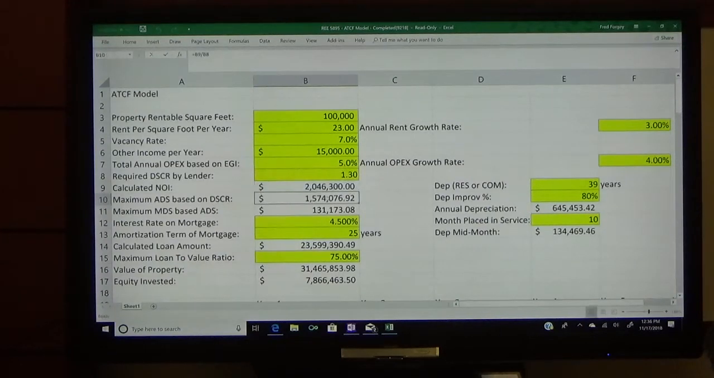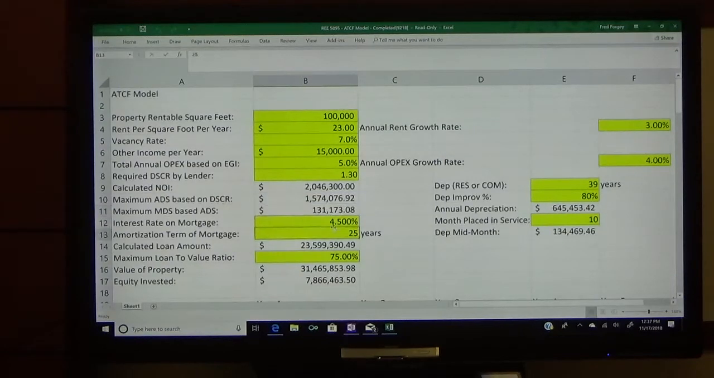Then the minimum monthly debt service is just going to be dividing the total annual debt service by 12. The only reason we're doing that is because if we're going to work in monthly numbers, we need to convert it over into a monthly amount.